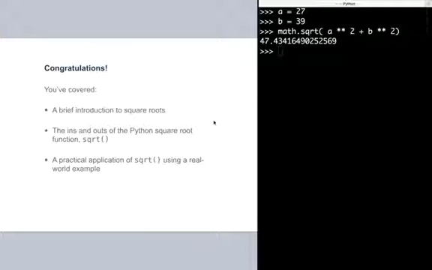And that's it. What we covered today is a brief introduction to square roots, the ins and outs of the Python square root function, and a practical real-world example of using the square root function.